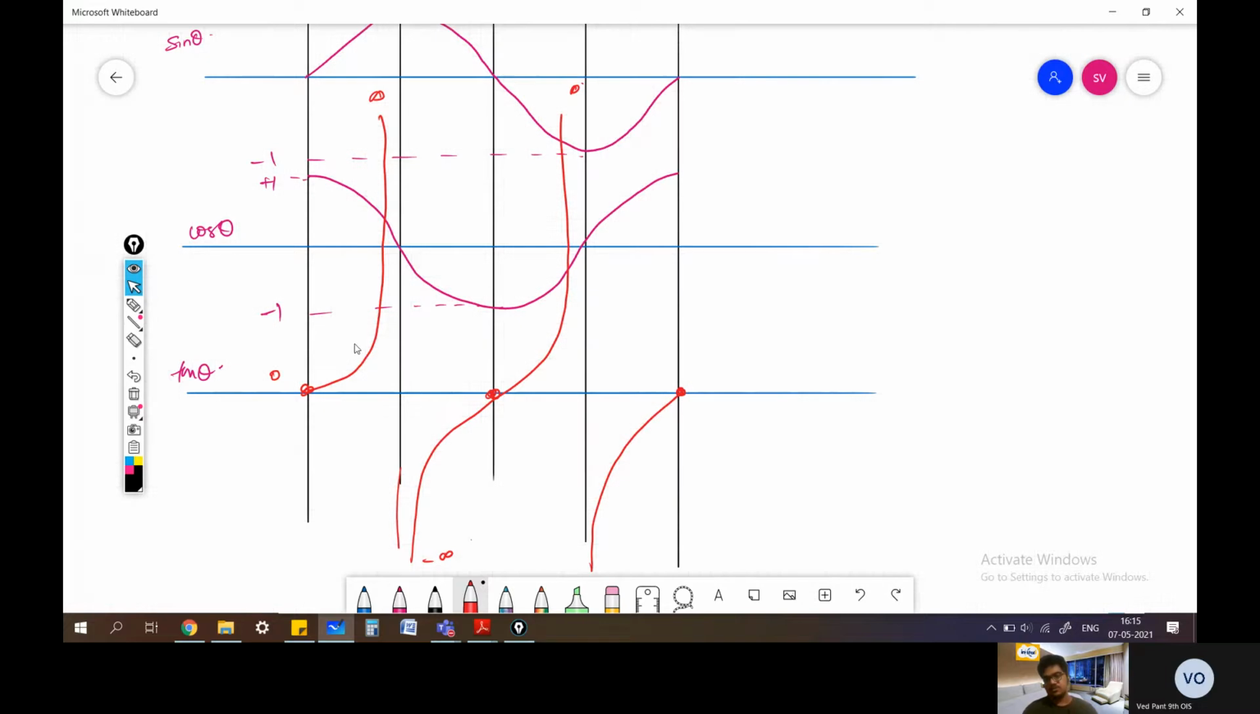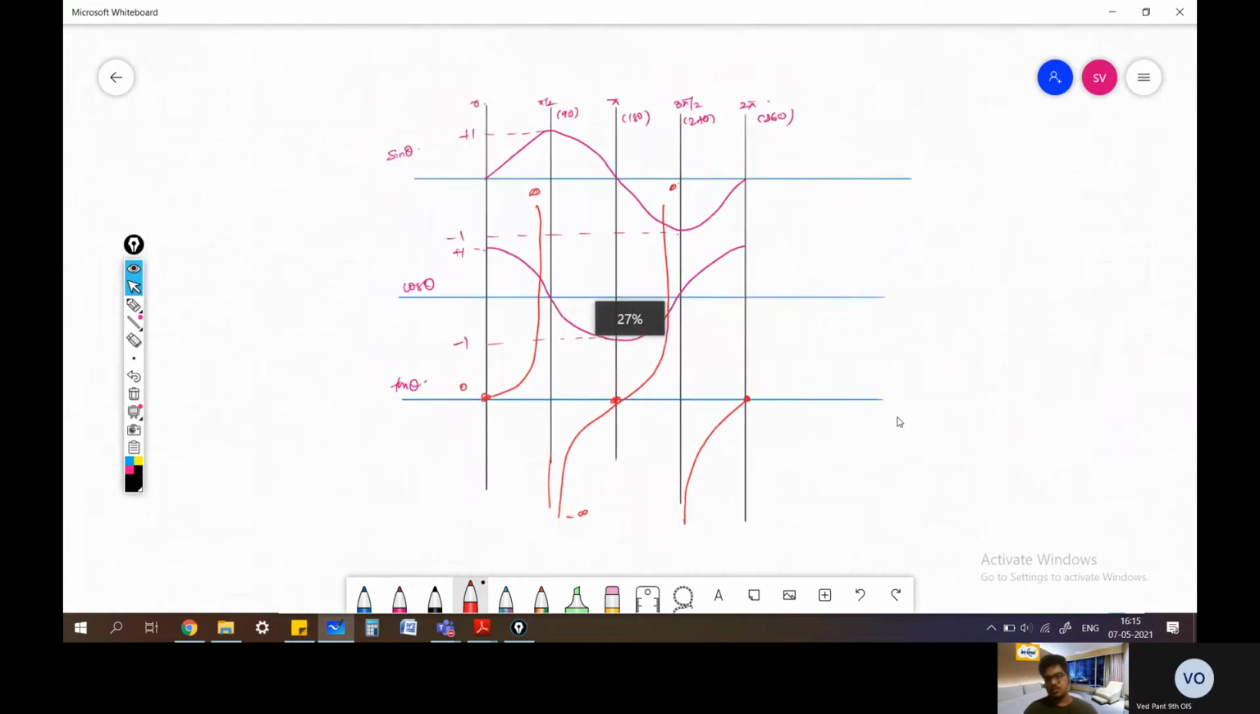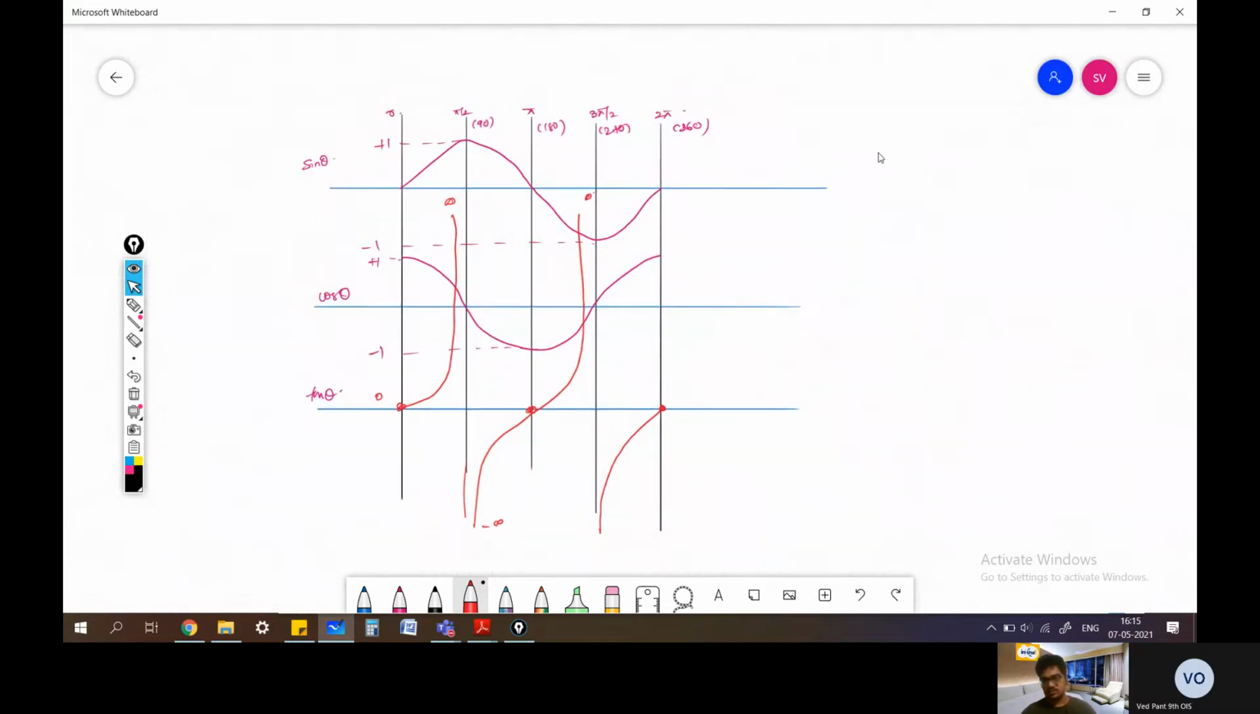So what we can justify from here, there are the three axes, no? There are three quadrants. Okay, four quadrants, my bad. This is my first quadrant, this is my second quadrant, this is my third quadrant, and this is my fourth quadrant. Sine is positive here. Cos is also positive, and tan is also positive. All the values are positive.